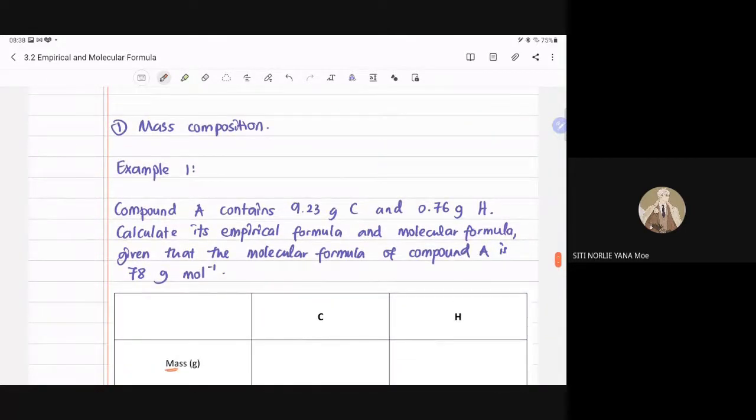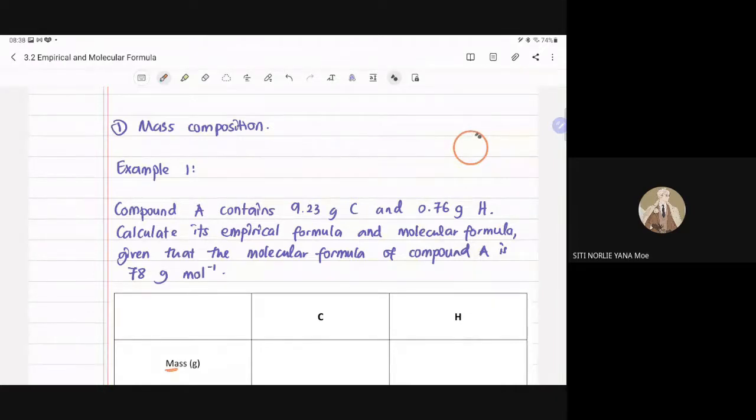So first of all, compound A contains 9.23 grams of carbon and 0.76 grams of hydrogen. This means if we take that compound, 9.23 grams of the compound's mass comes from carbon, and then 0.76 comes from hydrogen. So if we draw it as a pie chart.